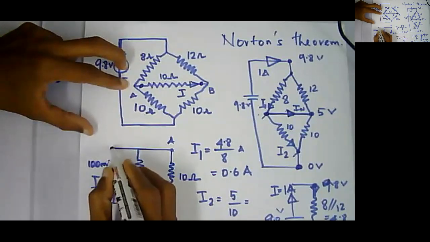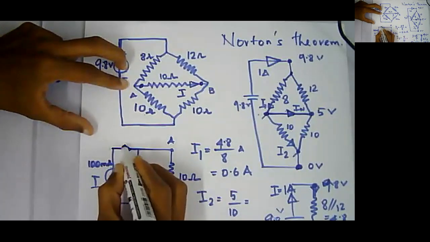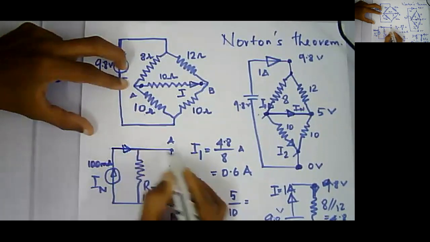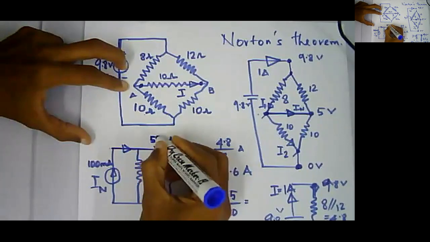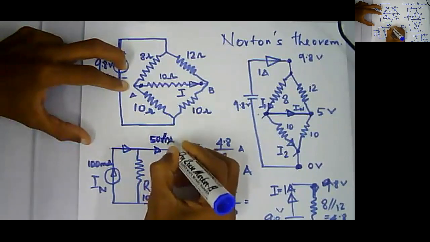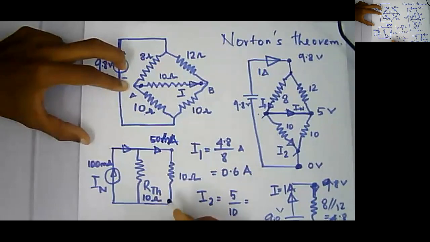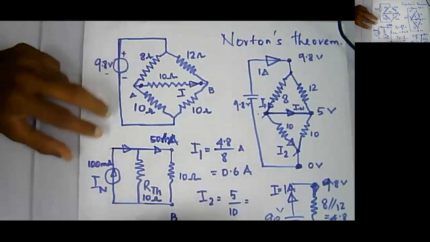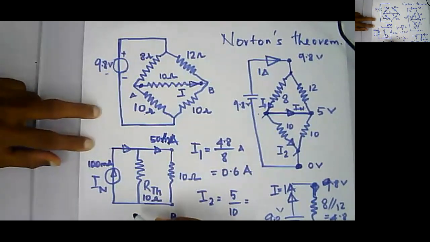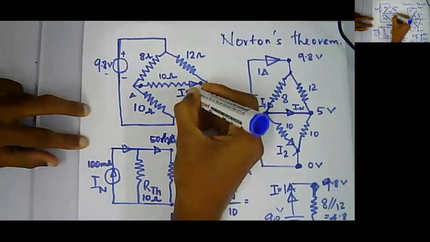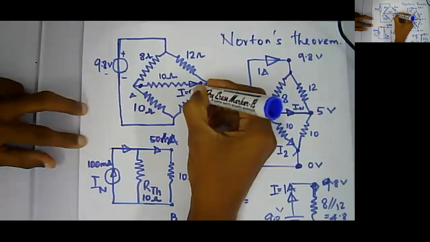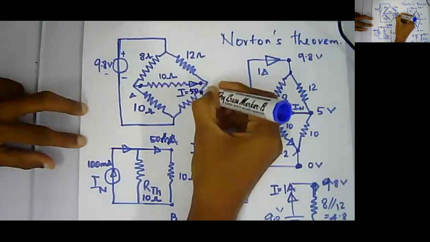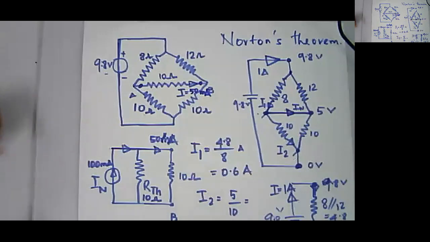Which means this 100 milliamps current will be divided equally among these two branches, right? So maybe you will have 50 milliamperes through the resistance and 50 milliamperes through the Thevenin's resistance. Now you can say that the current through the 10 ohm resistance I equals 50 milliamperes, right?